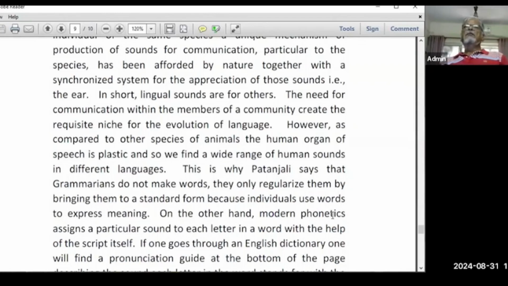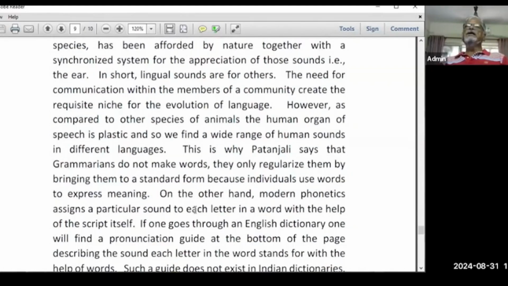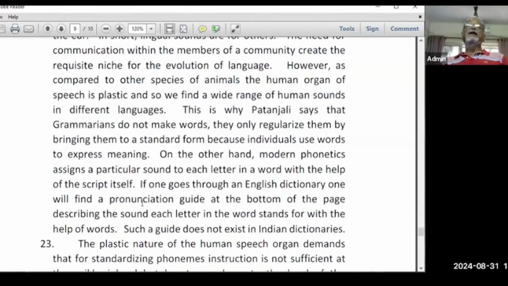On the other hand, modern phonetics assigns a particular sound to each letter in a word with the help of the script itself. If one goes through an English dictionary, one will find a pronunciation guide at the bottom of the page describing the sound each letter in the word stands for with the help of words. Such a guide does not exist in Indian dictionaries.